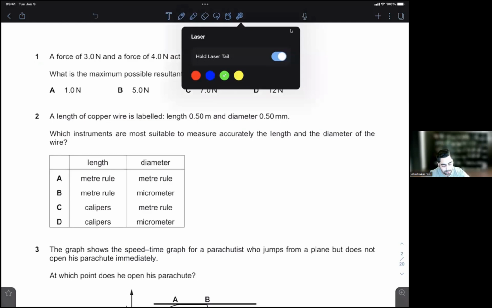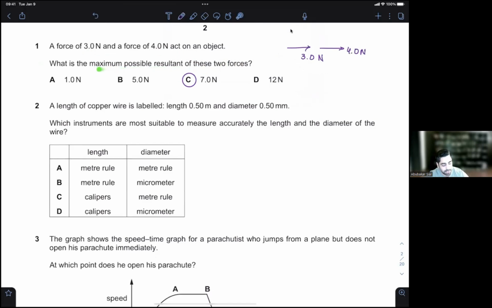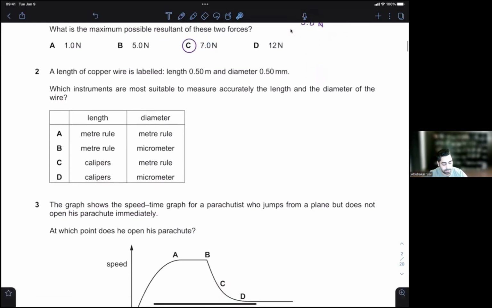So when we look at question number 1, we have a force of 3 Newton and a force of 4 Newton acting on an object, and they're asking what's the maximum possible resultant. This one's again pretty straightforward. We know that when both the forces are in the same direction, that is where you'll get the maximum resultant force because they're both assisting each other. So that's the 7. And one other thing you might want to note is that if they had asked you about the minimum possible resultant, then you'd have forces going in the opposite direction, and the answer in that case would be 1.